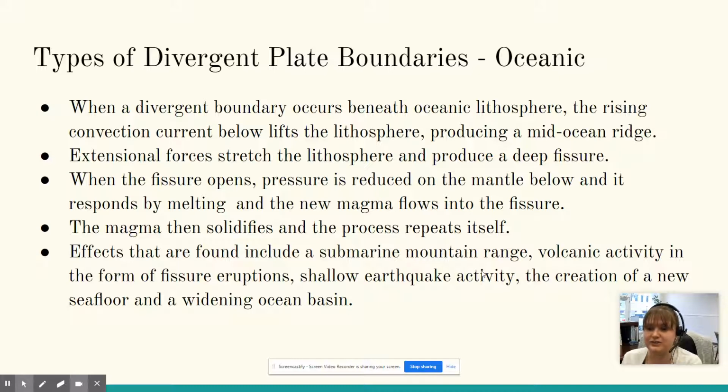Effects that are found include a submarine mountain range, volcanic activity in the form of fissure eruptions, shallow earthquake activity, the creation of new seafloor, and a widening ocean basin.